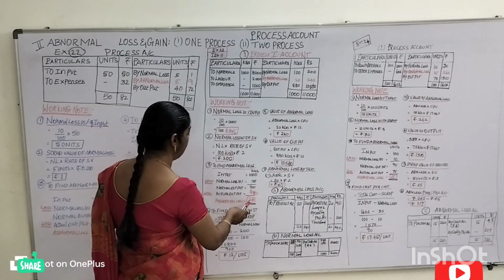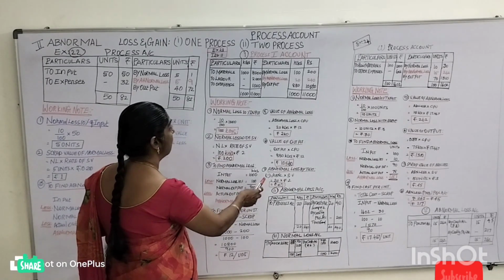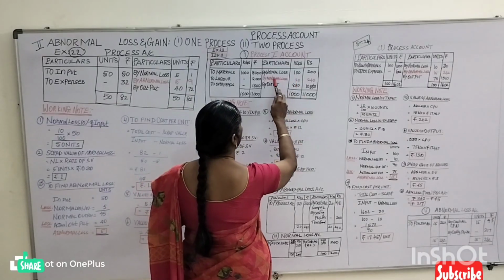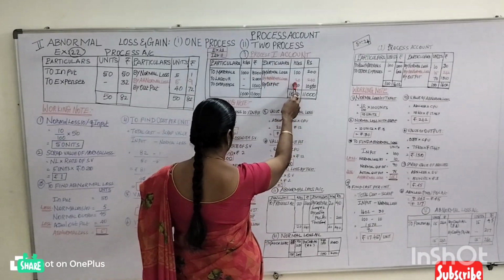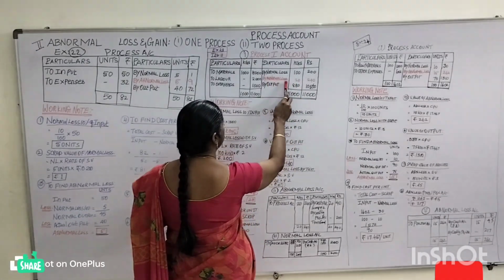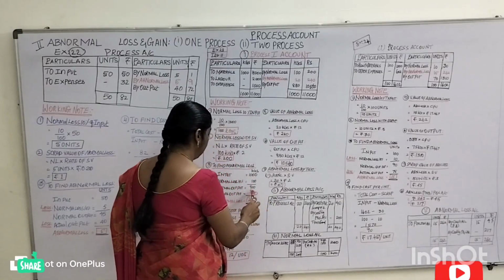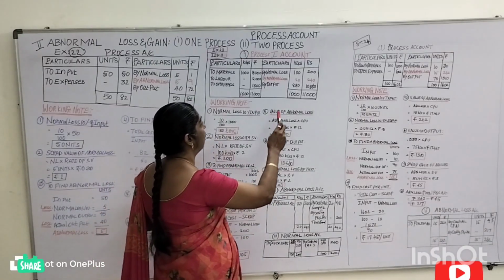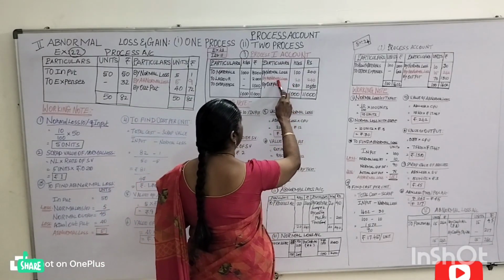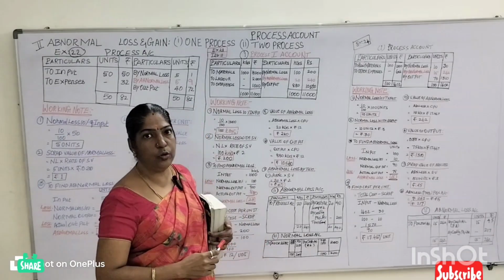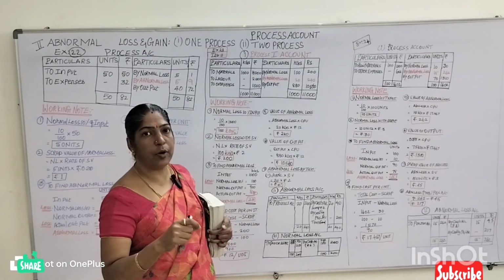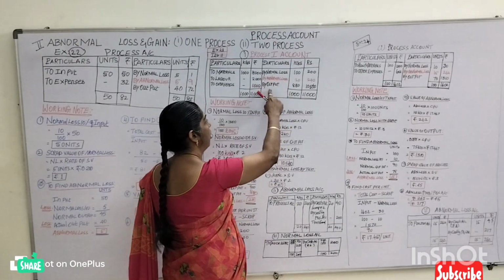Okay, so what is the normal loss? Normal loss we got total 20 kgs. Okay, so we entered normal loss 20 kgs. So what is the cost for 20 kgs abnormal loss? What is the value? We need to find out the value of abnormal loss.